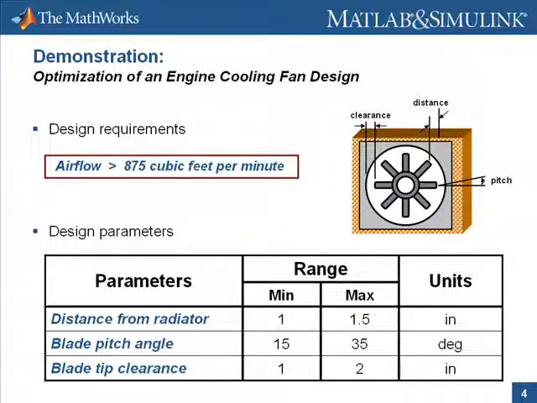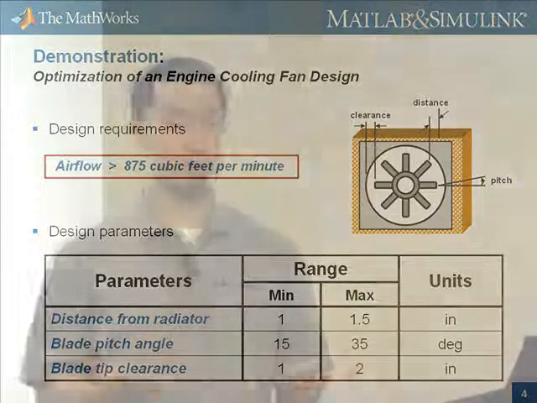The next parameter is the blade pitch angle. Each of the blades is at an angle, and we can change that within 15 to 35 degrees. The third parameter that we can vary is the blade tip clearance, which is the distance between the tip of the blade and the housing. We can vary that between 1 to 2 inches. So we have these three different parameters that we can change to improve the performance of the fan.